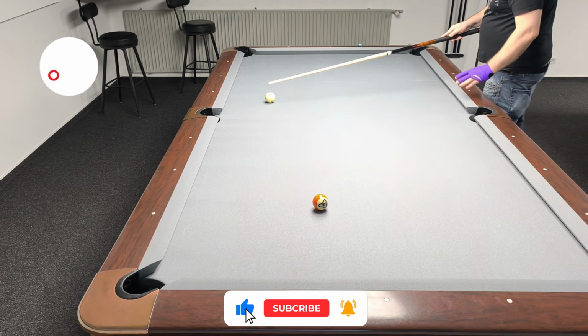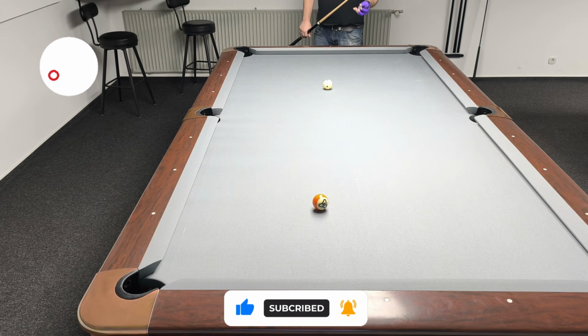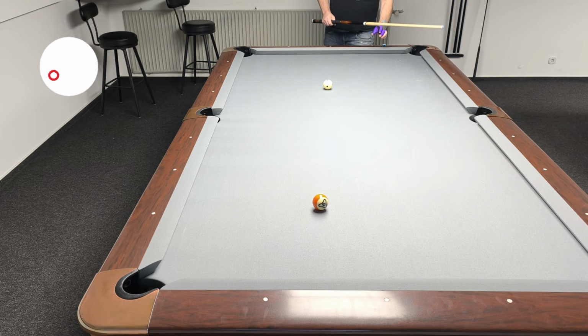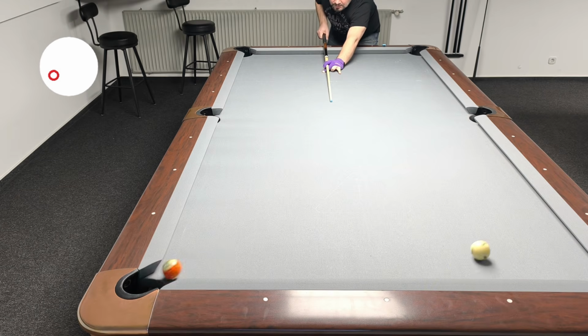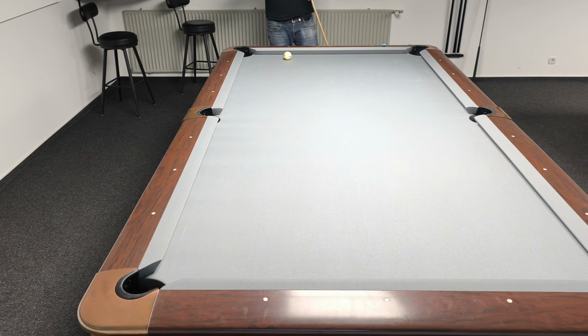So let's try a bit more angle. Let's say this one. Also, I play low left in this case. Yeah. And again, these shots are not that difficult, but you have to practice these shots. You have to get used to the deflection of your shaft because you play off-center on the cue ball. And you have to learn these shots.